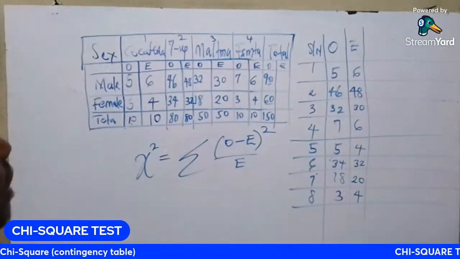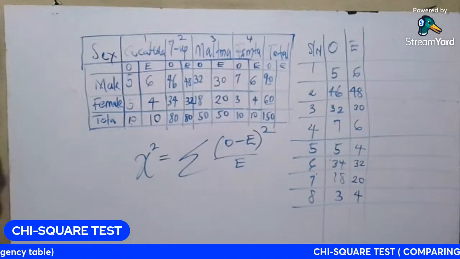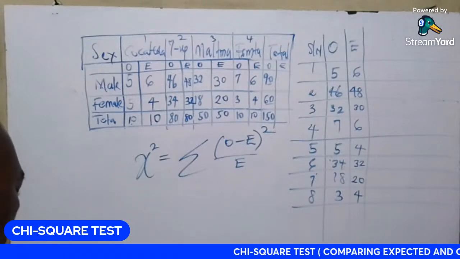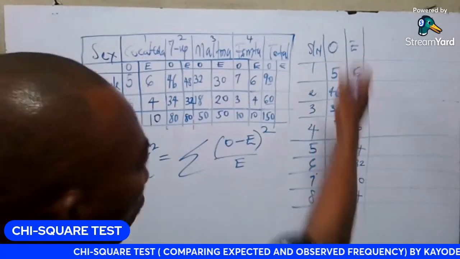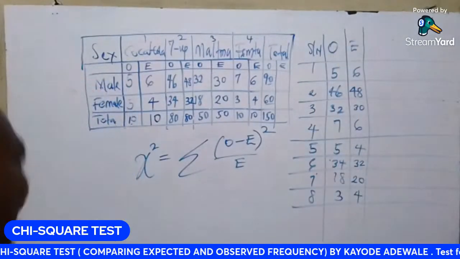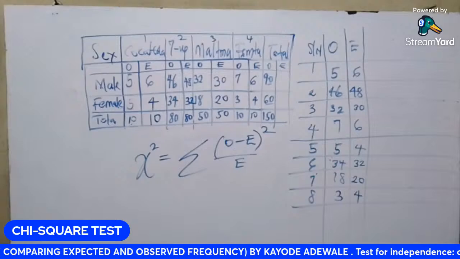I've just talked about the procedure to get the expected value. So the next step now is to find the difference between the observed and expected value. So that means we have got our observed value and we have got our expected value. So the next thing now is to find the difference between the two of them.